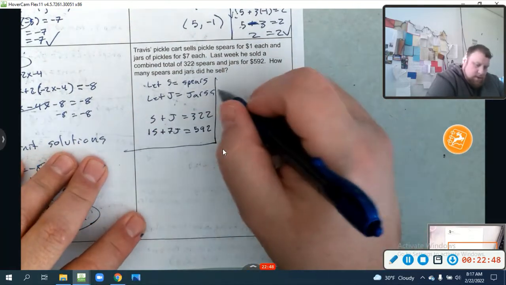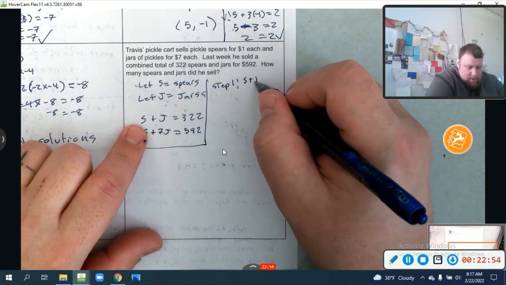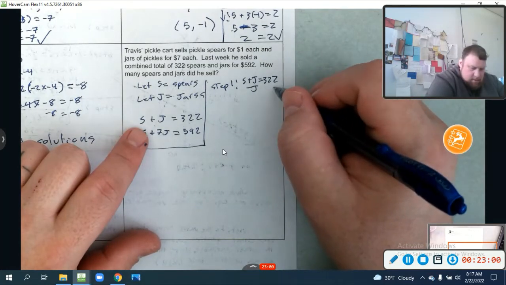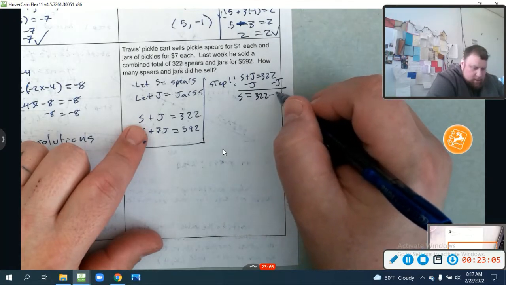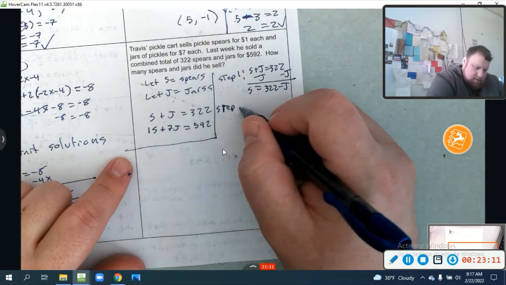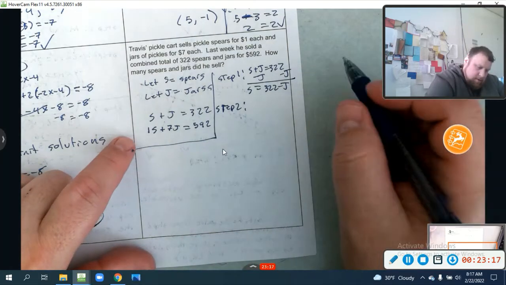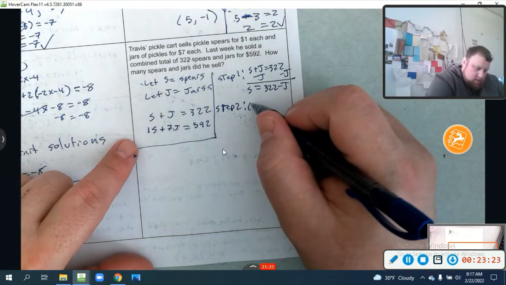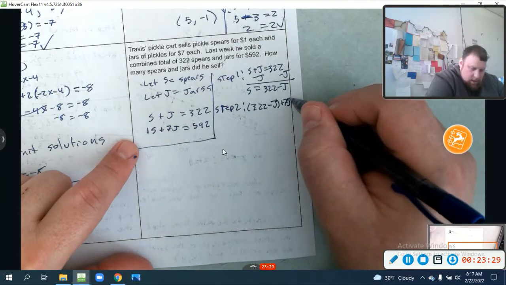So for step 1, I'm going to solve for one variable, and I'm going to do it for that S plus J equals 322. I'm just going to subtract J over. I could subtract S over, it doesn't matter. And I get S equals 322 minus J. Now for step 2, I'm going to plug that in. I'm going to plug this into the bottom equation, where I have 1, but I can ignore the 1. So I just have 322 minus J plus 7J equals 592.